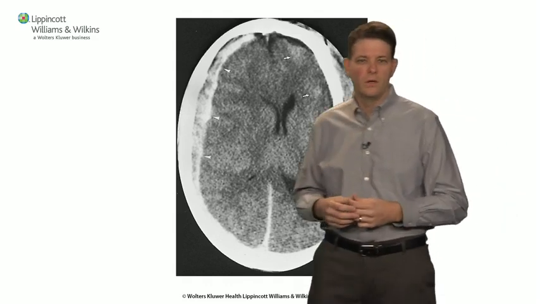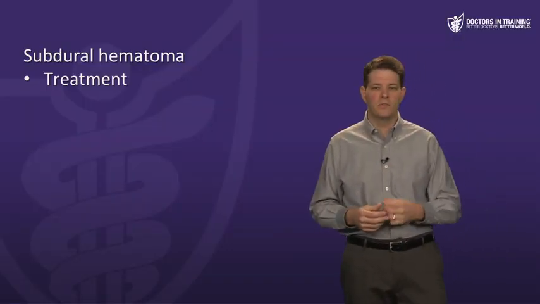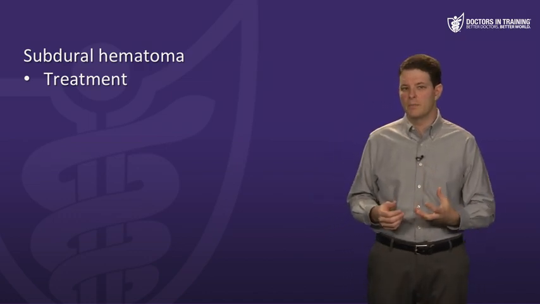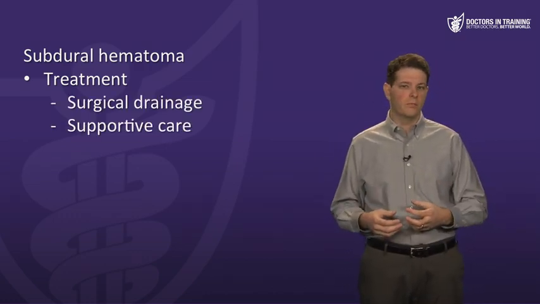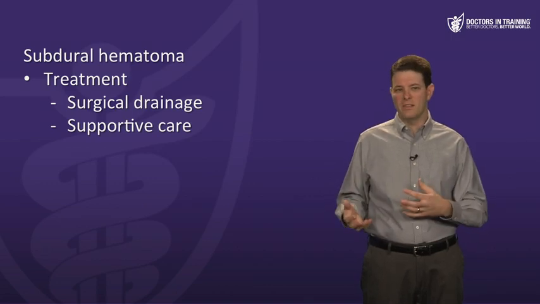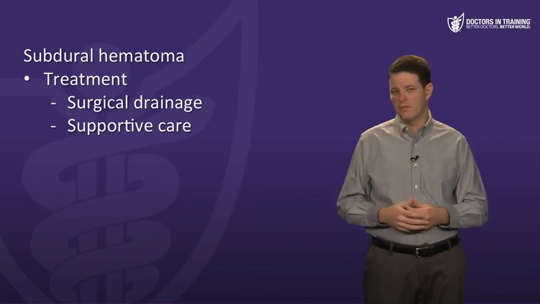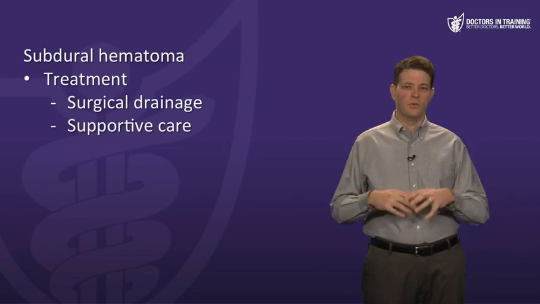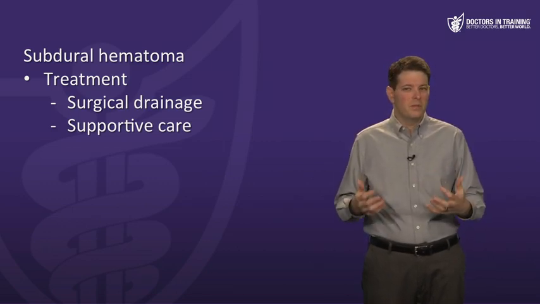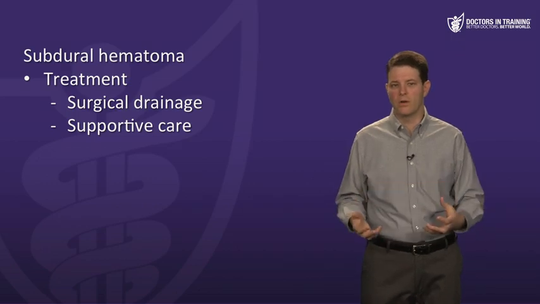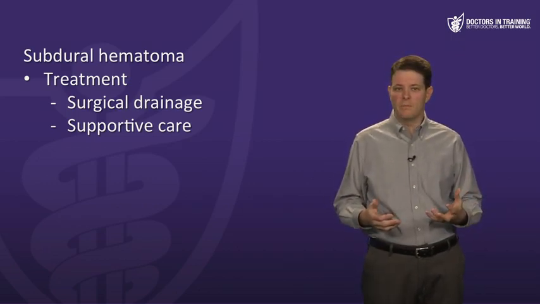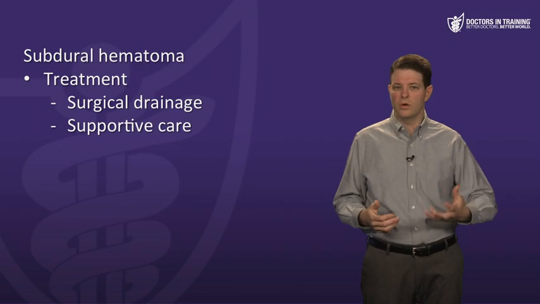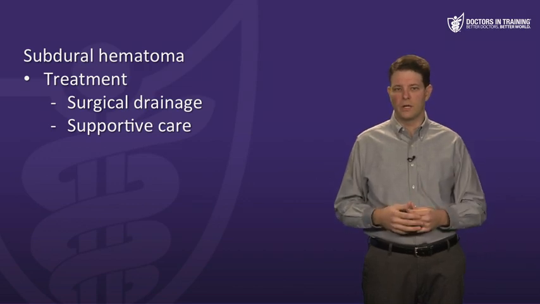Now, the treatment for a subdural hematoma is very similar to the treatment for an epidural hematoma, either surgical drainage or supportive therapy, depending on the size of the bleed and the extent of the neurologic deficit. If you have a subdural hematoma, the patient's stable and has no neurological deficits, it may just be something you can monitor closely and make sure it's not getting worse. It could resolve without much treatment. But if it is getting worse and you do have neurological deficits, then you're going to need surgical drainage.